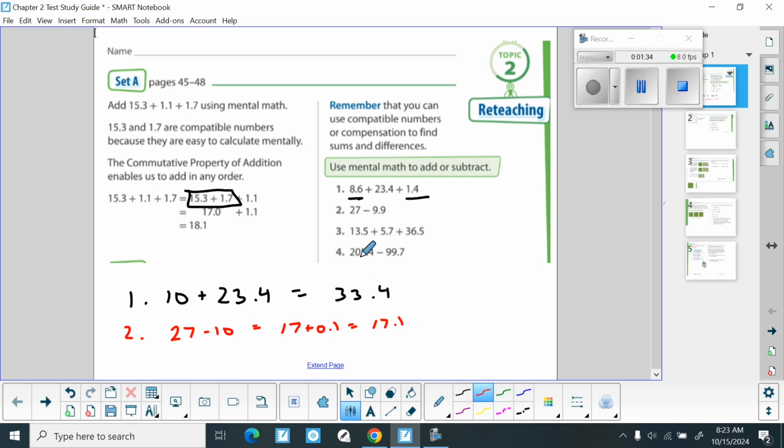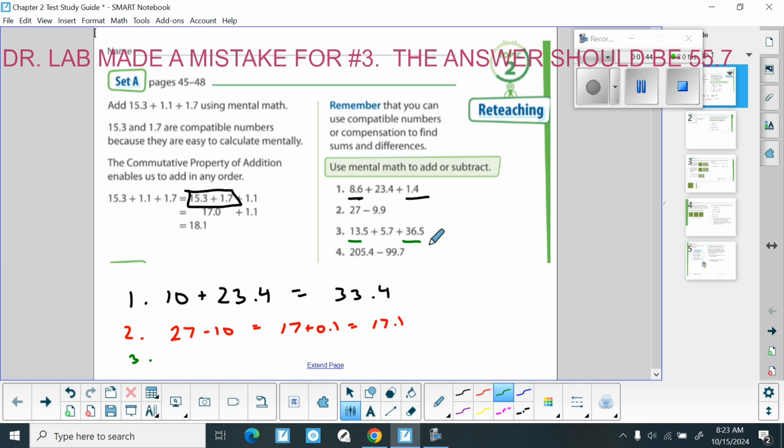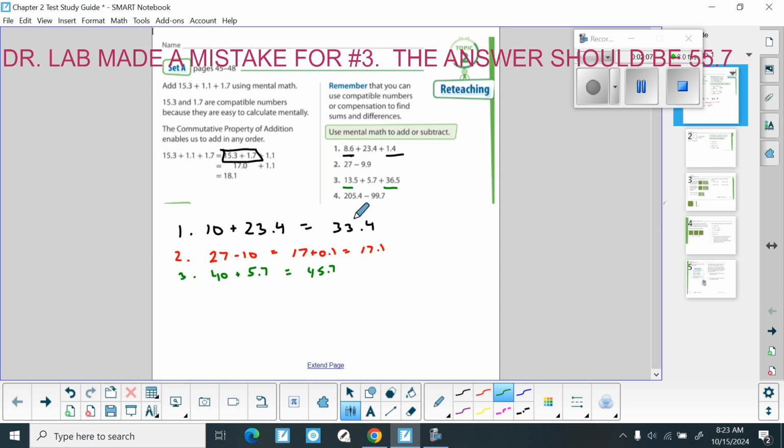For the next problem, I see compatible numbers for number 3. 13.5 and 36.5 added together, it's going to be the same as 13 plus 36 is 49, plus the 2 halves. So 49 plus 1 half is 50. So this would be 40 plus 5.7, or 45.7.